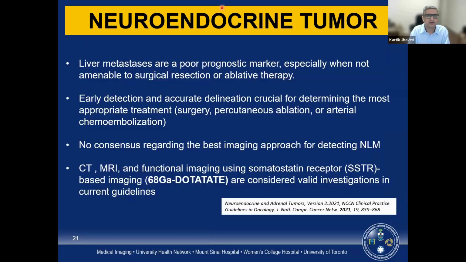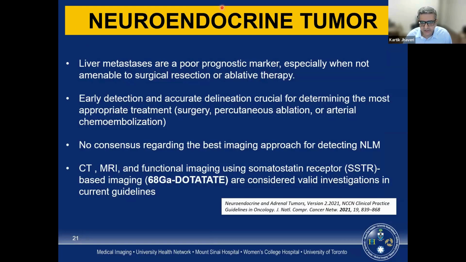Let's move on to neuroendocrine tumors. So in neuroendocrine tumors, it's a broad group of malignancies, as we know. Liver metastases overall are a poor prognostic marker, essentially, especially when they're not amenable to surgical resection or ablation. And the early detection and accurate delineation is quite critical to determine what is the most appropriate treatment, whether it's going to be surgery, is it going to be some form of ablation, or do the patients need arterial chemoembolization.